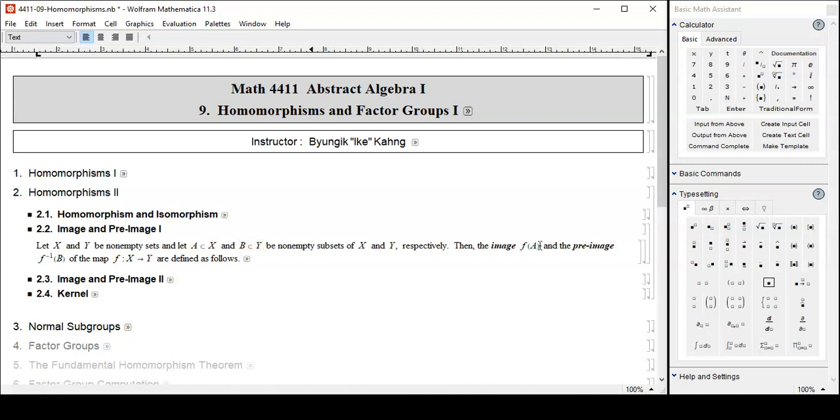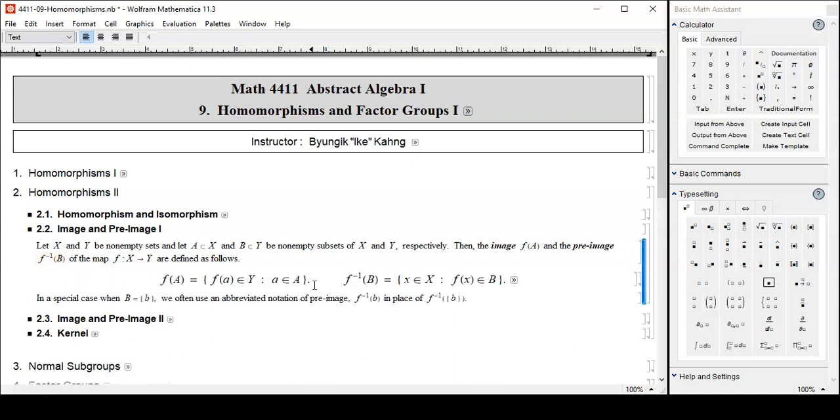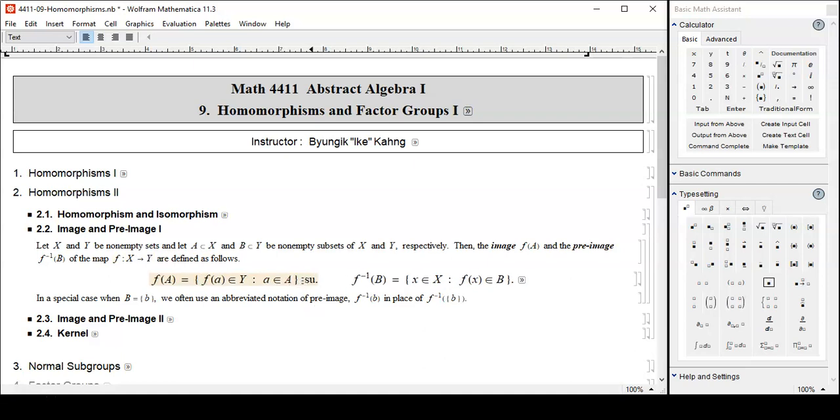Now, the image f of capital A and the preimage, this f inverse notation of capital B, are defined like this. The image is relatively easy to understand. It's the set of all function values f of a where a belongs to capital A. Remember, this map f is sending elements of capital X to elements of capital Y, so the function value f of a belongs to capital Y. So this one is actually a subset of capital Y. Okay?